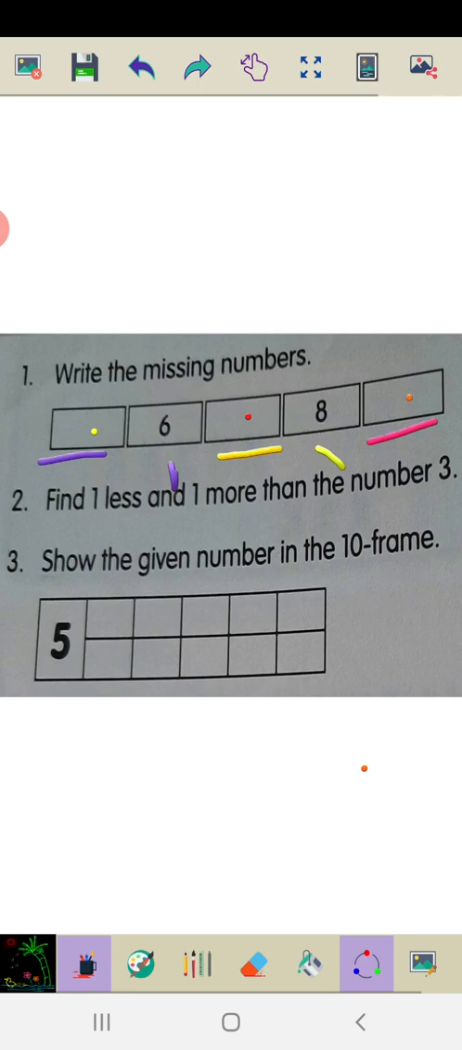Okay. So here 6 is there. What can be the number here? What can be the number here? And what can be the number here? So how to do this? Can you help me to find out the numbers? Think. Can you help me?